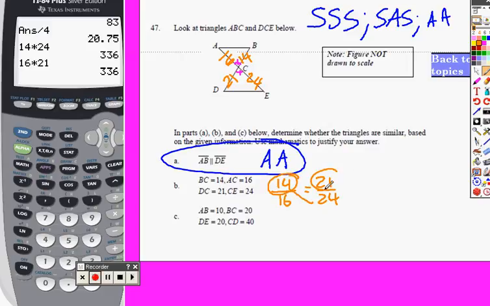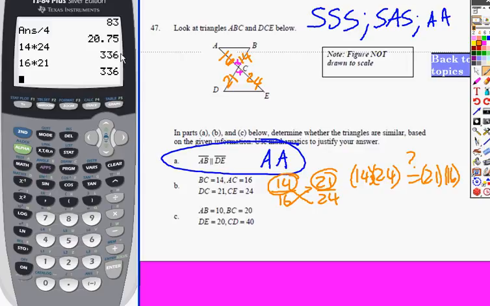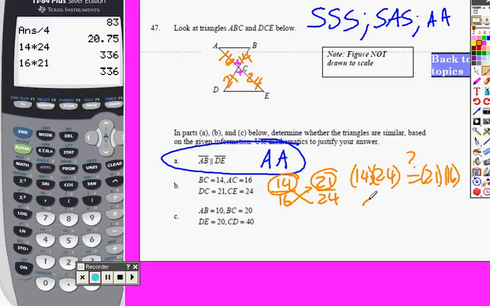Now I'm going to cross multiply to check this proportion. 14 times 24, and I'm going to see, is it equal to 21 times 16? Check on your calculator, and yes. 14 times 24 is 336. 16 times 21 is 336. So since 336 is equal to 336, yes, these are proportional by side, angle, side. These are similar by side, angle, side.